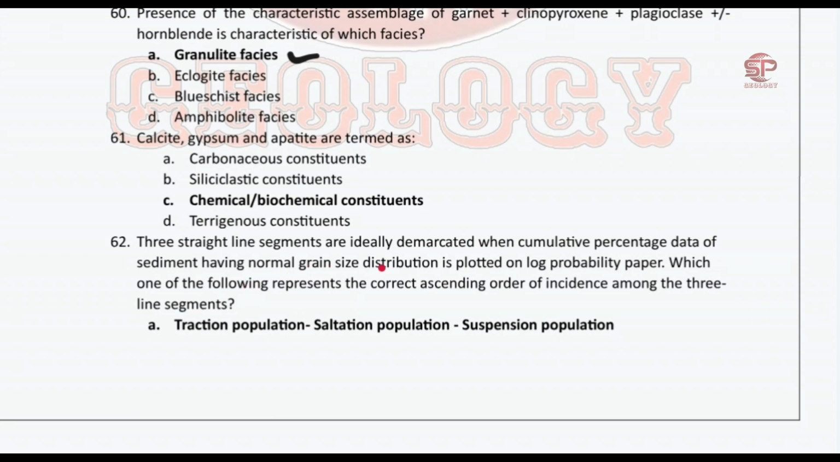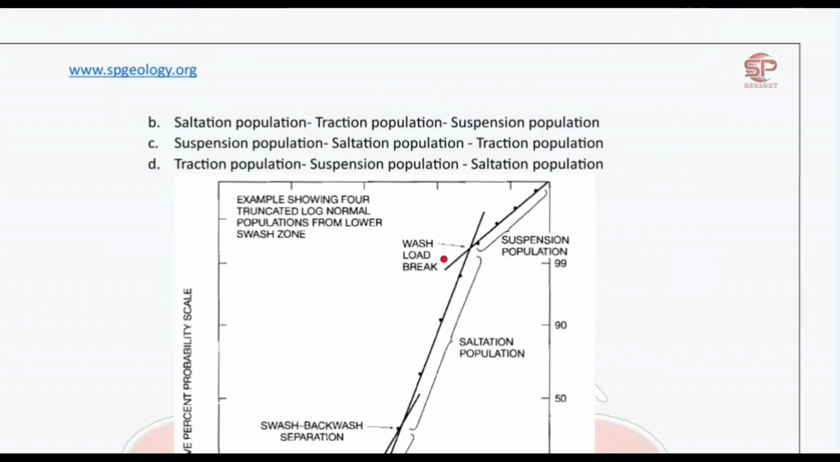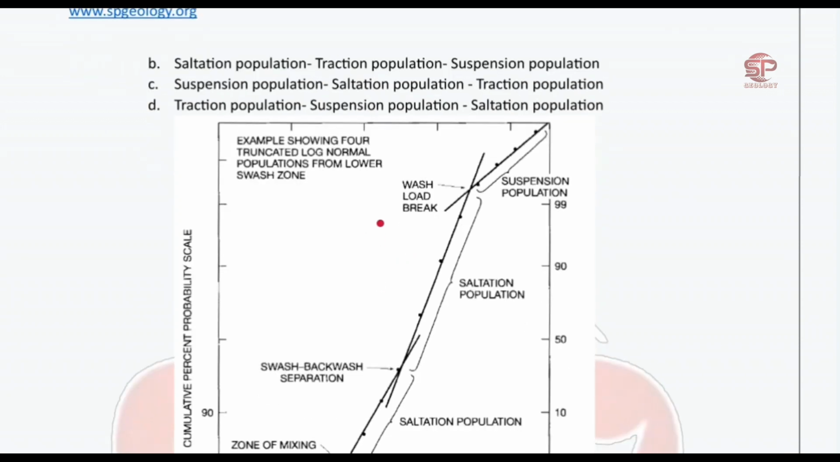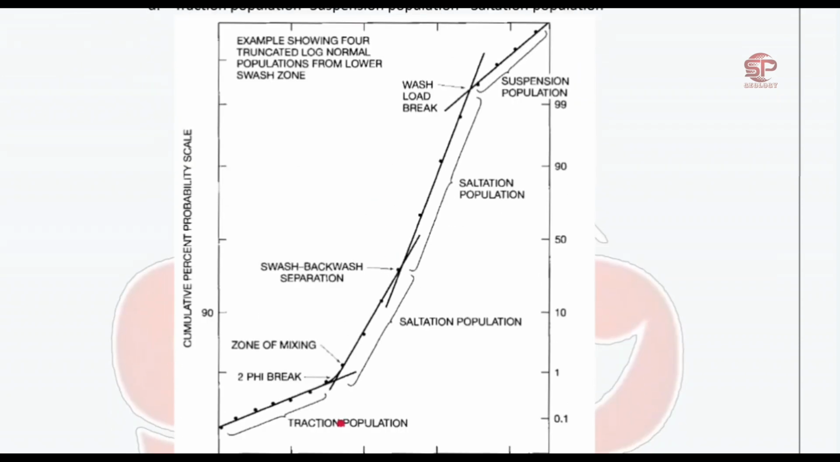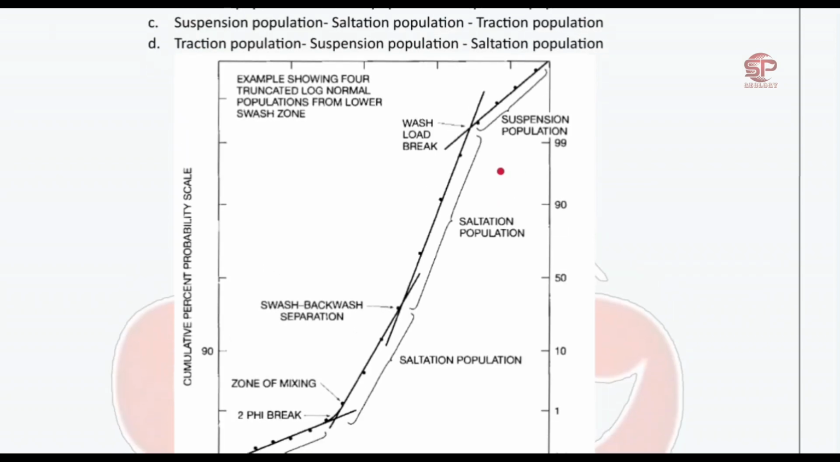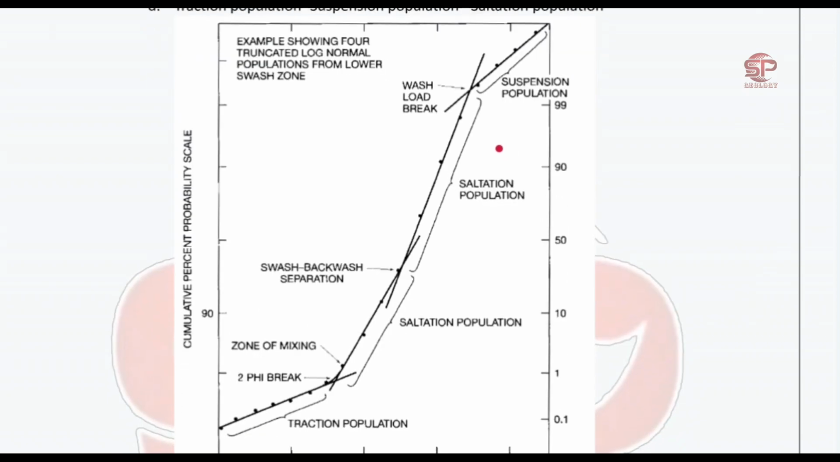Then also three straight line segments are ideally demarcated when cumulative percentage data of sediment having normal grain size distribution is plotted on log probability paper. So you will find this particular diagram in Sandbox. This is your diagram where first your traction population, then saltation population, then suspension population. So the answer will be A.